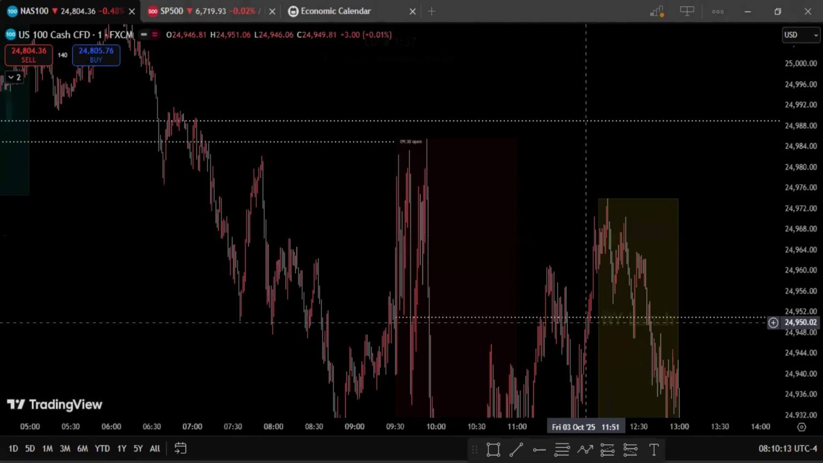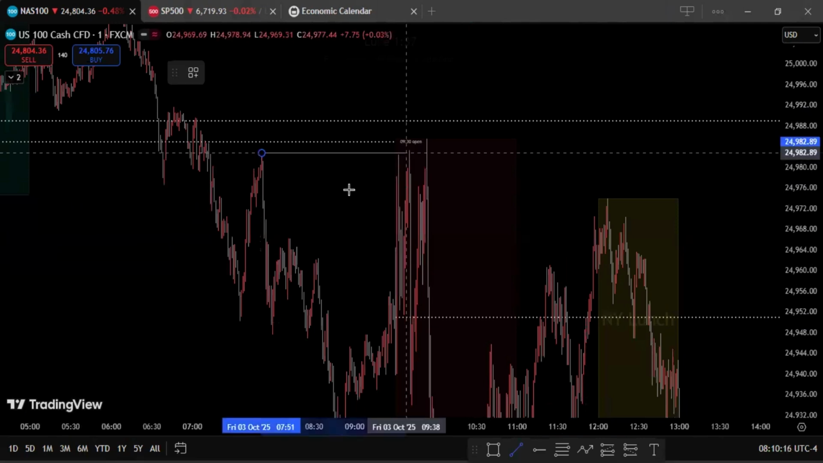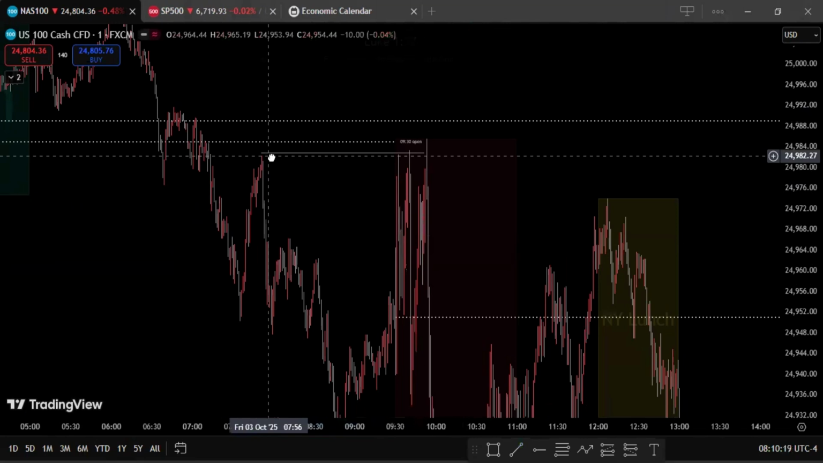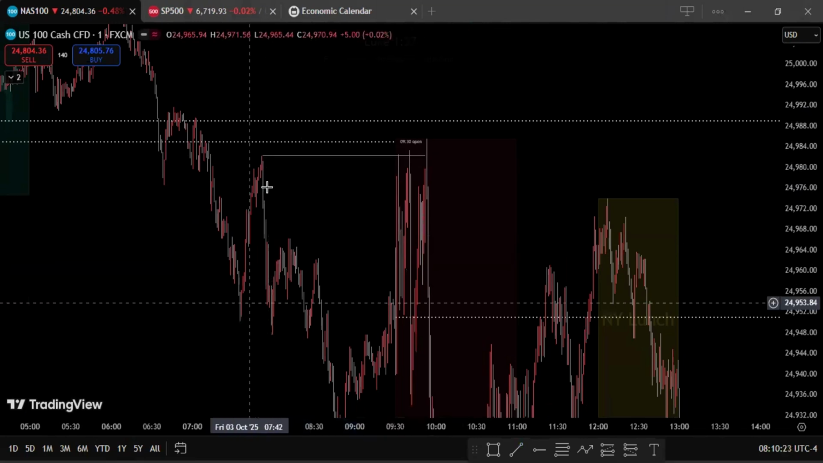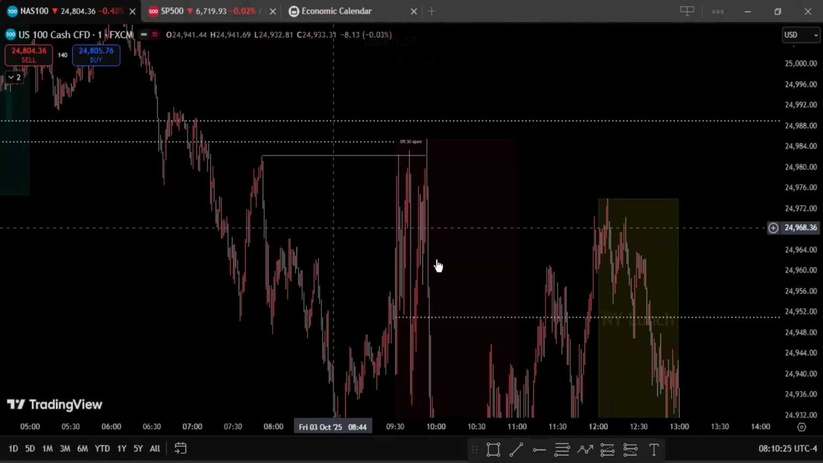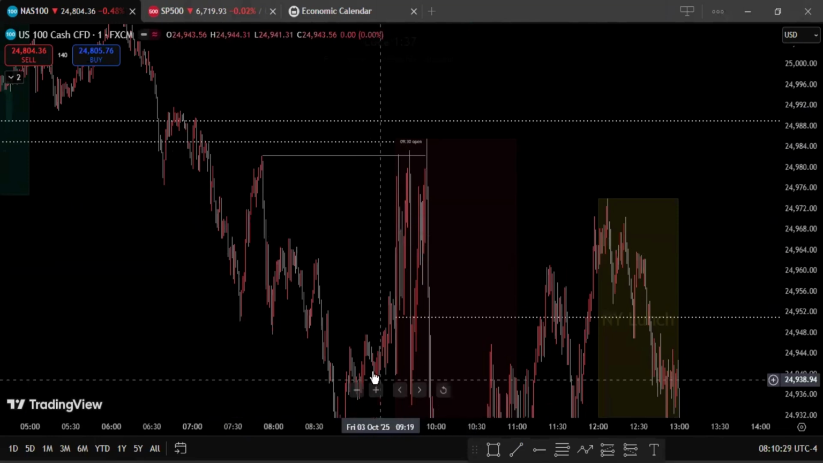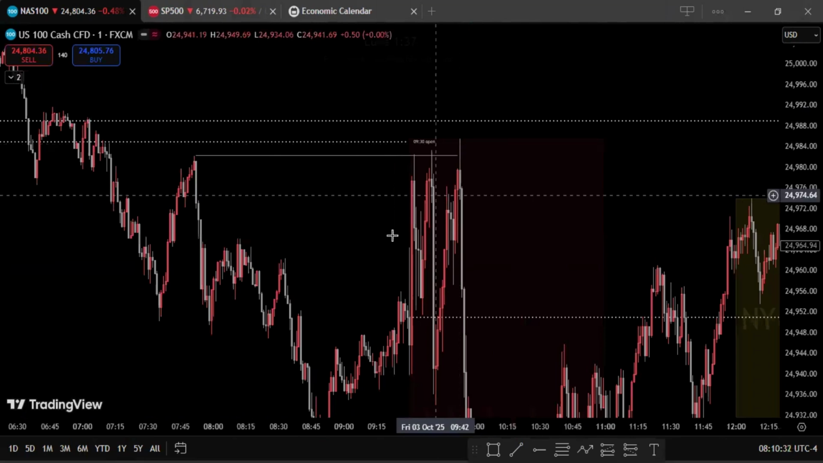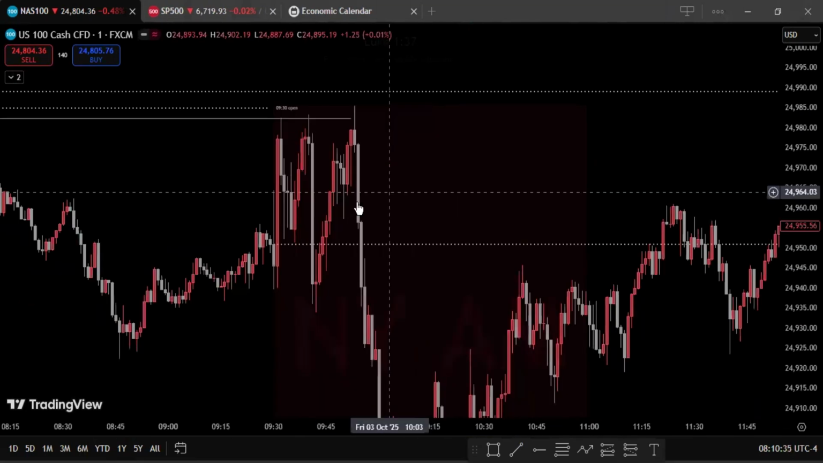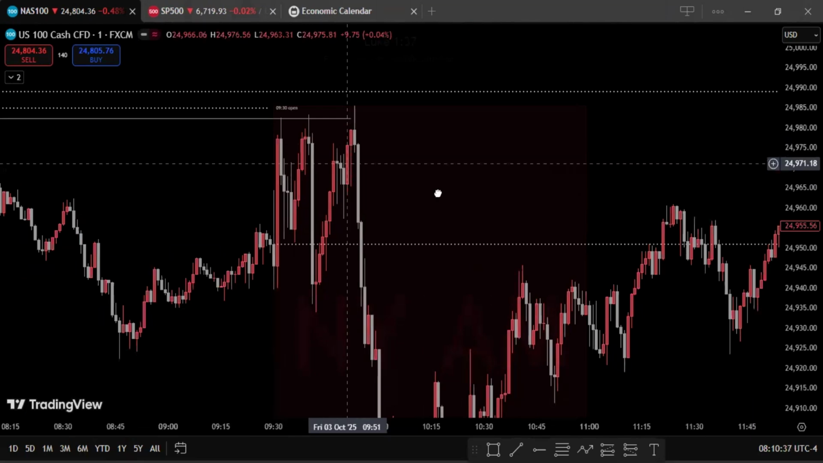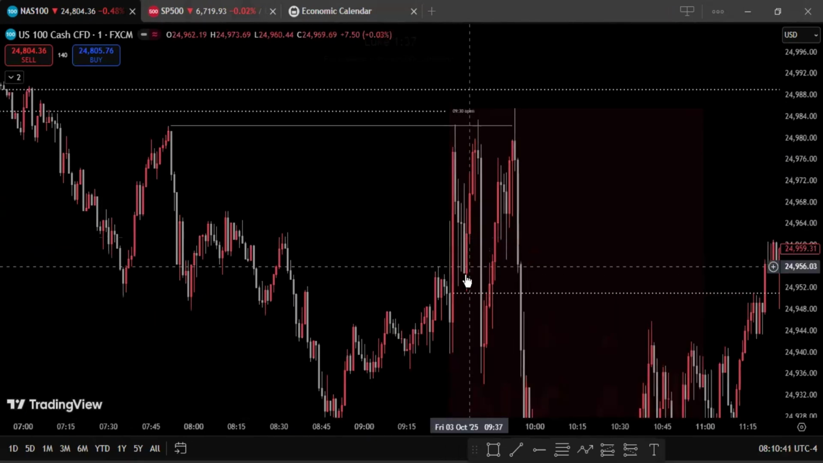And during the open, we swept this high right here. I have a lot of videos where we're showing this, where whenever there's a high or low right near the open of the New York session, we'll always sweep that low and then reverse. And that happened also here. But unfortunately, I didn't catch any trades here because we didn't pull back into this order block.